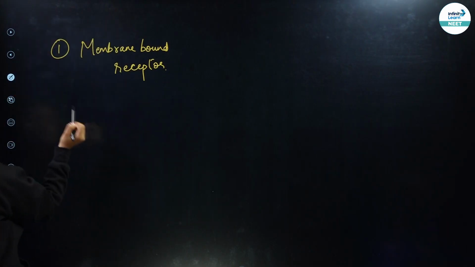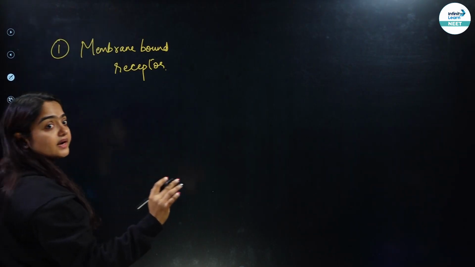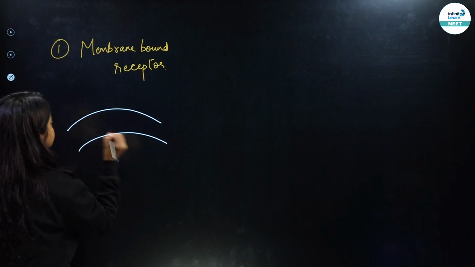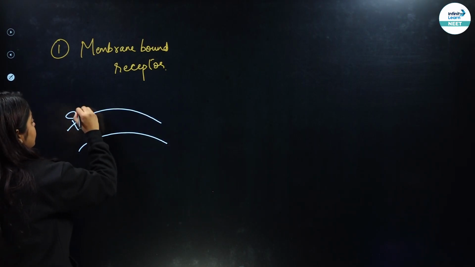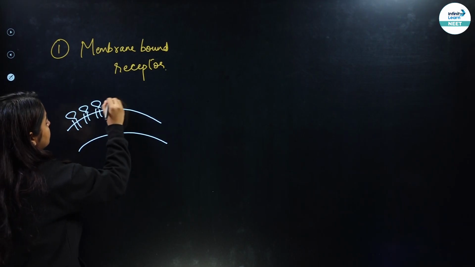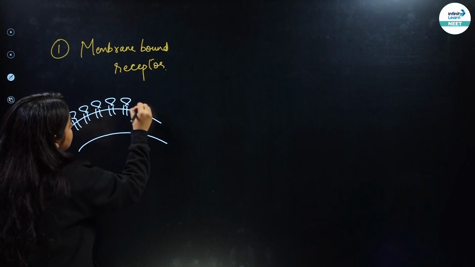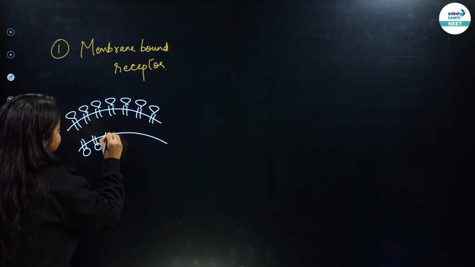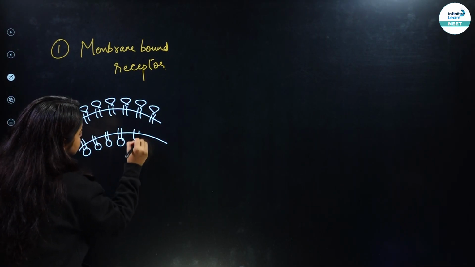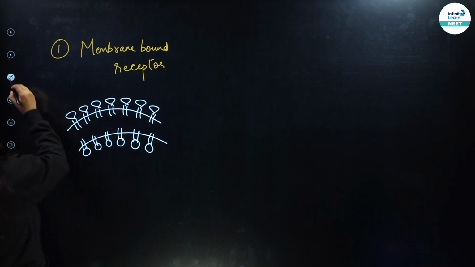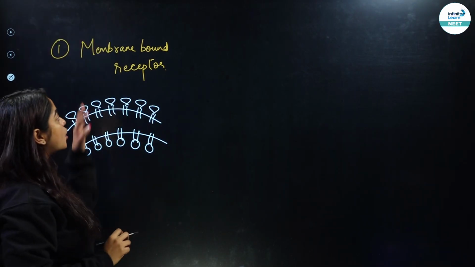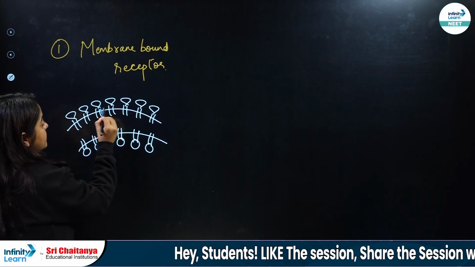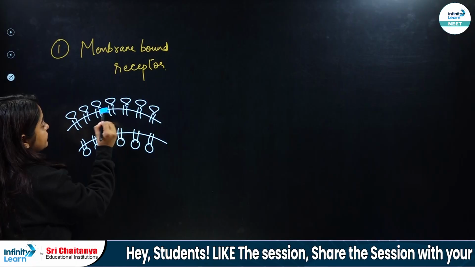Okay, and now what I'll do is, first of all, I'll make this membrane, right? We'll make a bilipid membrane over here. Now, because we are talking about the membrane-bound receptor, the receptor will be present where? It will be present over here, on the membrane itself, correct?